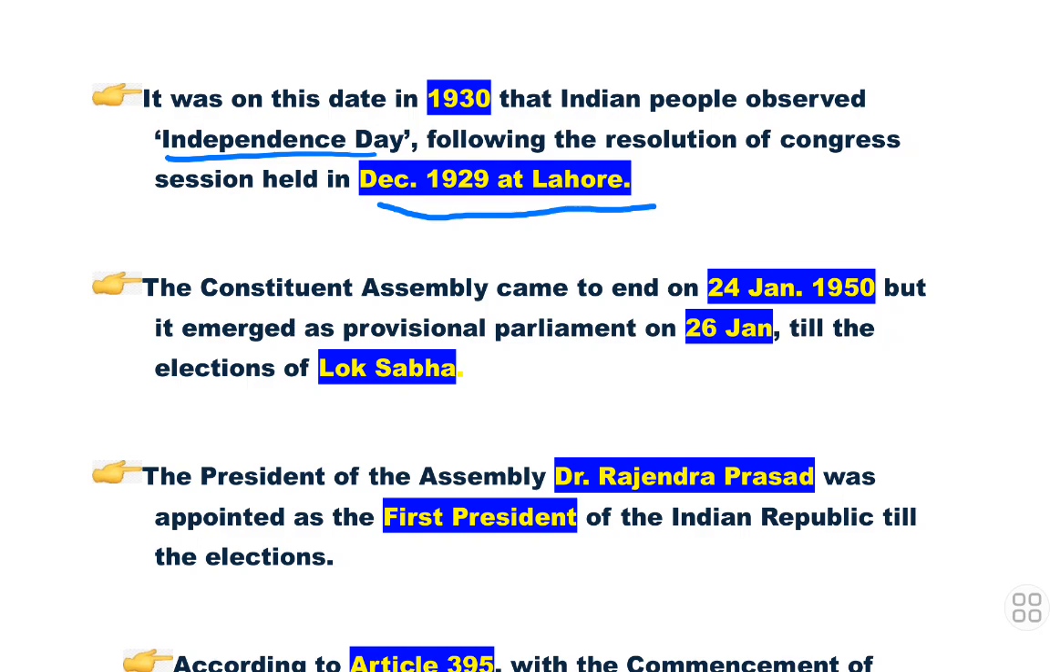The Constituent Assembly came to an end on 24 January 1950, but it emerged as the Provisional Parliament on 26 January till the elections of the Lok Sabha. The President of the Assembly, Dr. Rajendra Prasad, was appointed as the first President. Dr. Rajendra Prasad was appointed as the first President of the Indian Republic till the elections.